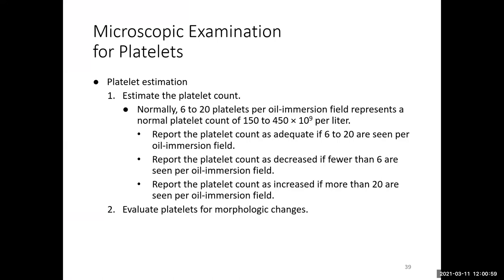Platelets, when you're doing your platelet estimates, you're also looking for if there's any kind of weird changes, if they're clumped together, if they're really, really large, or if they're just not there at all. Sometimes you can look at a slide and not find any platelets. Well, you might find one or two, but you're not covering the whole slide. So you're finding very few platelets. So on your high power, you're going to do your estimates. So you're looking for an average of 6 to 20 platelets per field.